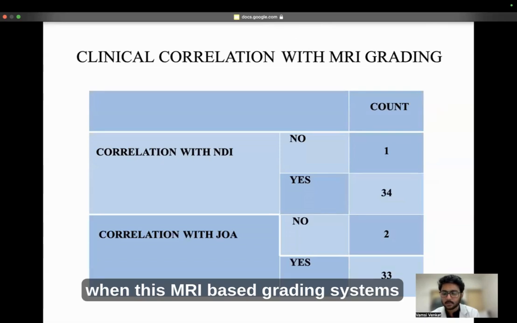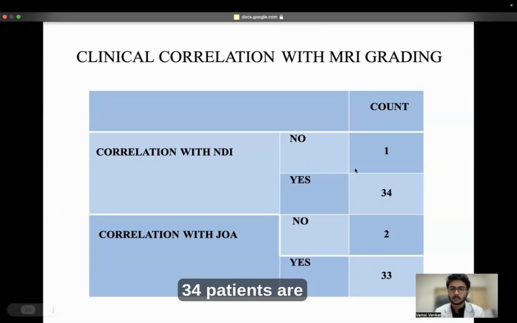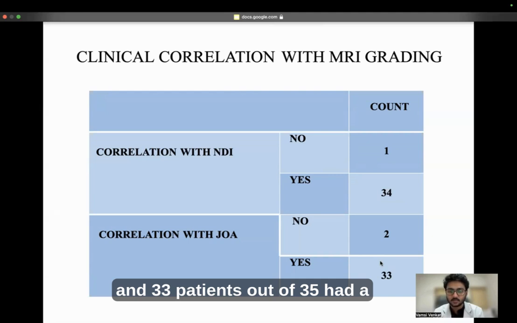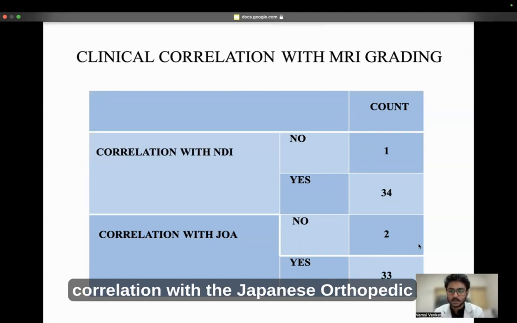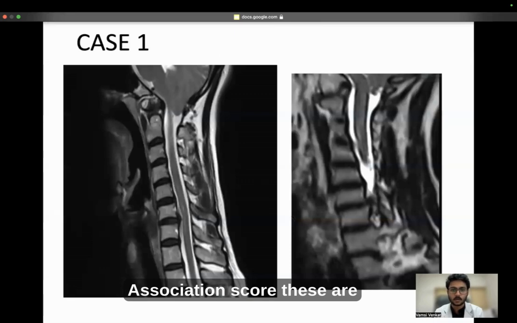When these MRI-based grading systems are correlated with the clinical systems, 34 patients had a correlation with the neck disability index, and 33 patients out of 35 had a correlation with the Japanese Orthopedic Association score. These are a few of the cases.